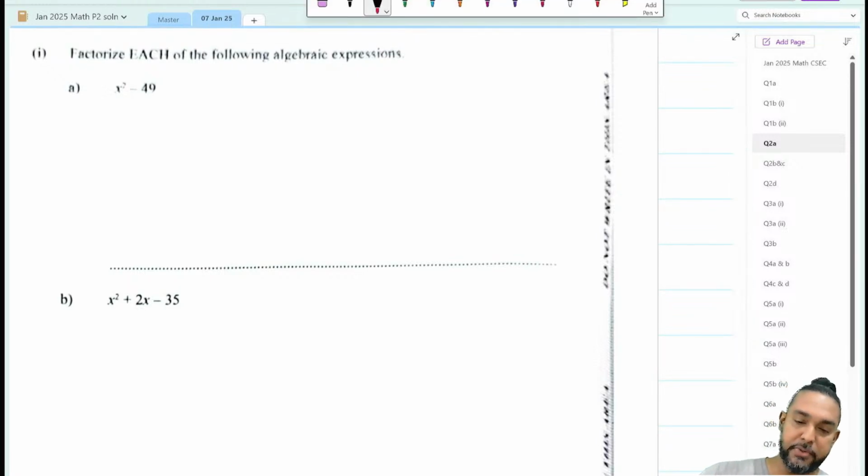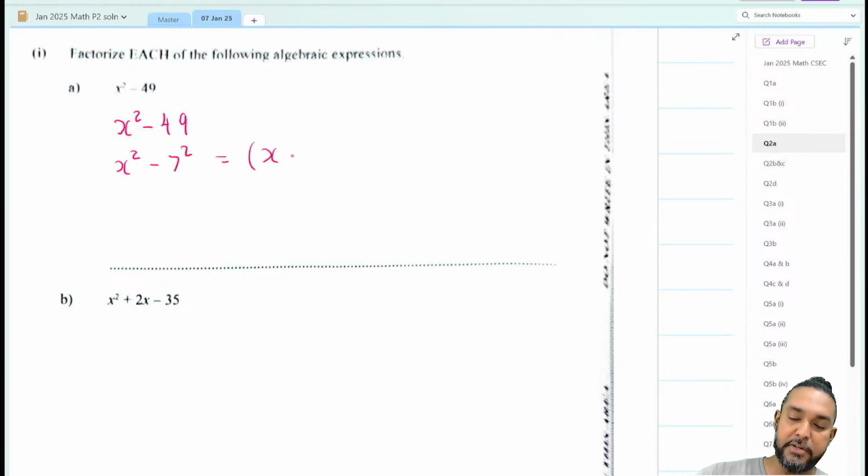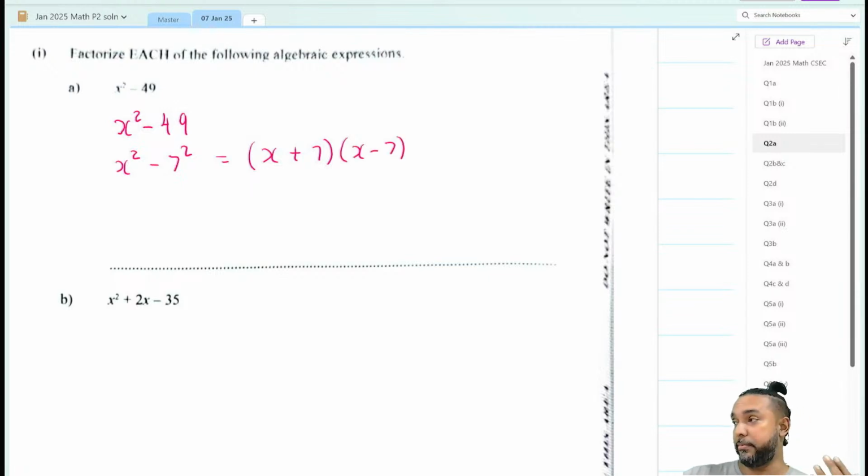Factorize each of the... okay, so this one is a bit faded. This is x squared minus 49. We should know that this is the difference of two squares, x squared minus 7 squared. So when you factorize, you get x plus 7 by x minus 7. You can put x minus 7 in front of x plus 7. It does not matter, right?